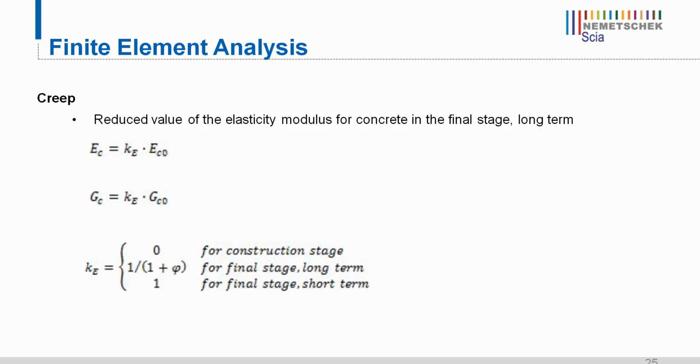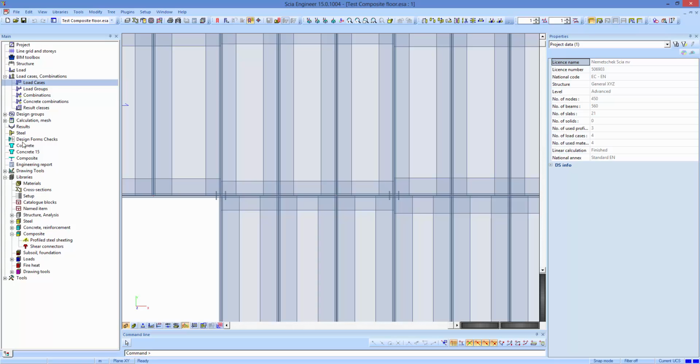Of course, this reduction factor KE is 0 for the construction stage, meaning that the concrete has no stiffness at all. For the final stage short term, this parameter is equal to 1, meaning that creep has not been taken into account and there is no reduction of the stiffness or of the E and G modulus for the concrete. For the final stage long term, the creep coefficient is taken into account and you will have a reduction of the E and G modulus. The creep coefficient itself is defined in the composite setup and it counts for the entire structure and is applied to all composite checks.